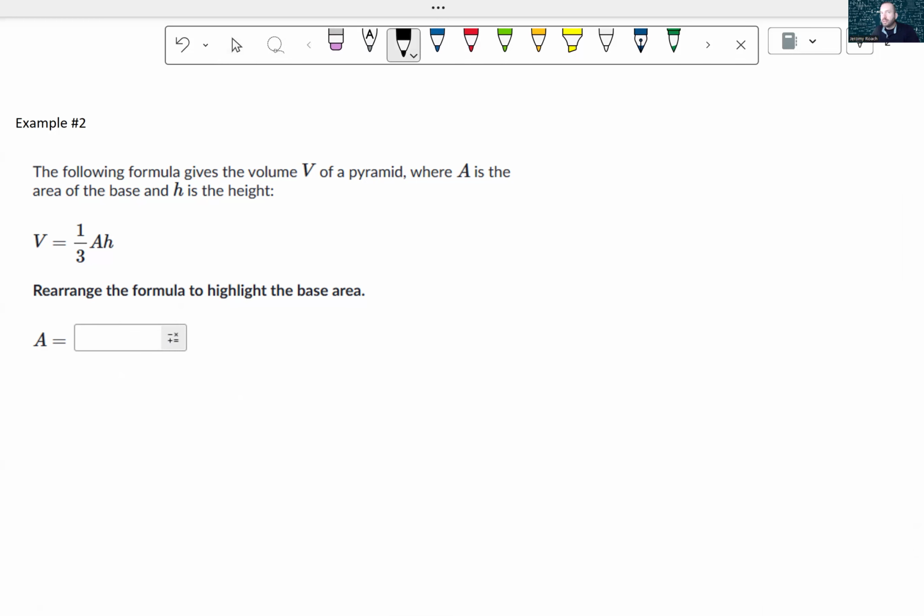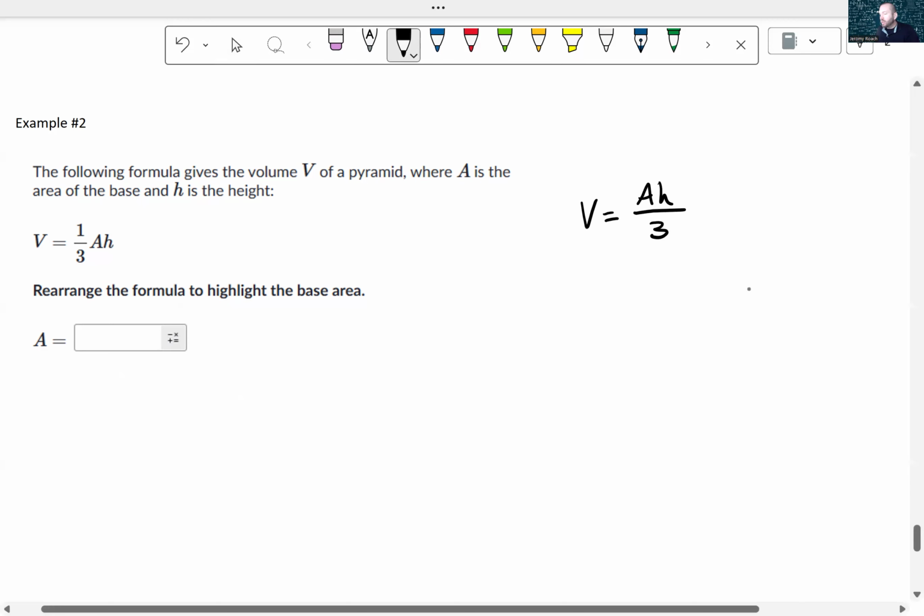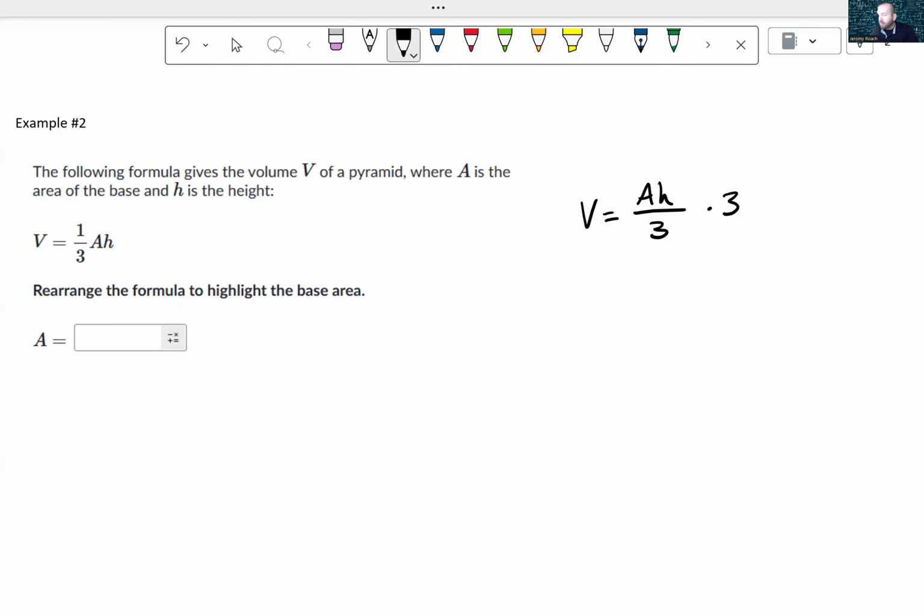So we can rewrite this like this. We can say V is equal to 1 times AH, or just AH over 3. So that's one way you can rewrite that. We're going to multiply by 3 on both sides. That gives us 3V equals AH. And we're going to solve for A. We just divide by H and divide by H. That gives us 3V over H equals A.